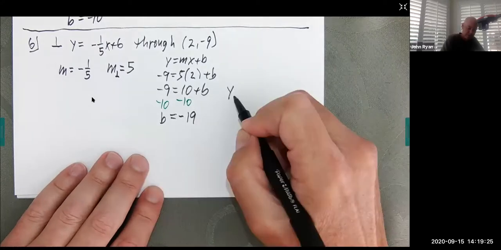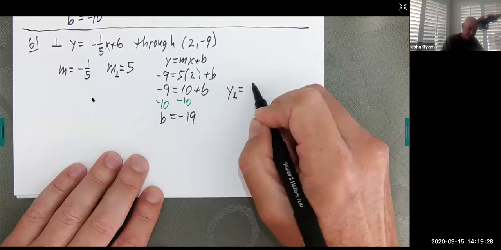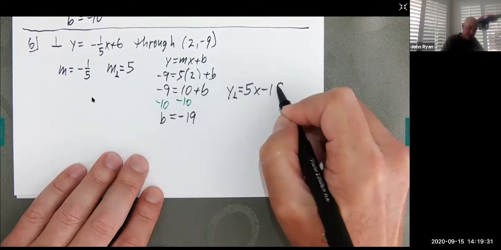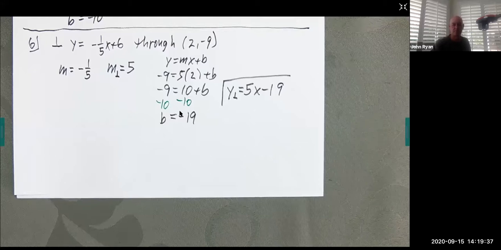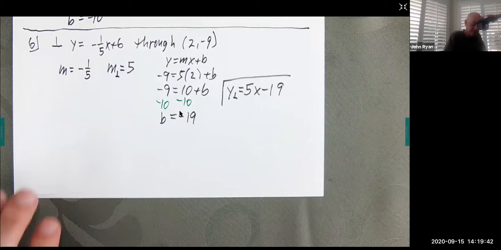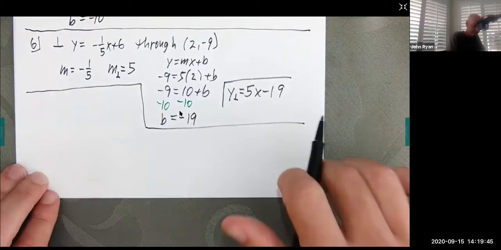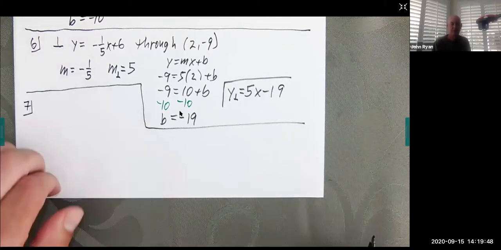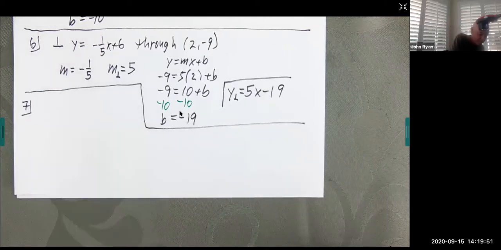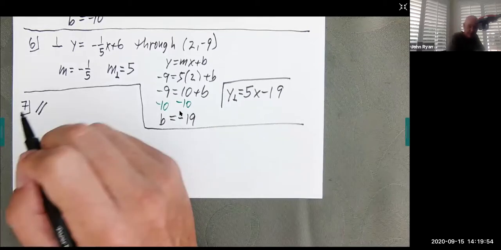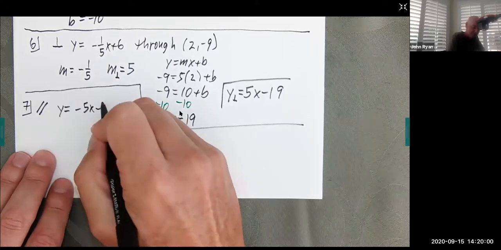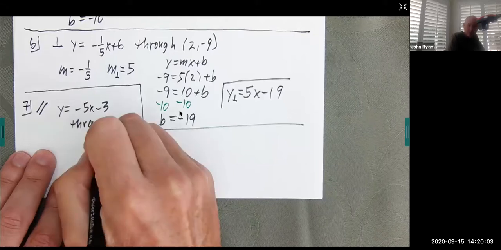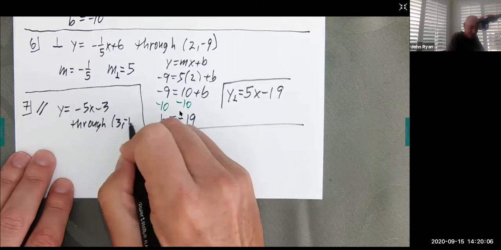Which tells me that my perpendicular line is 5x minus 19. I'm going to try to squeeze number 7 in here just to save some paper. 7 says that we are now looking for a parallel line, a line that's parallel to the line y equals negative 5x minus 3 through the point 3, negative 19.